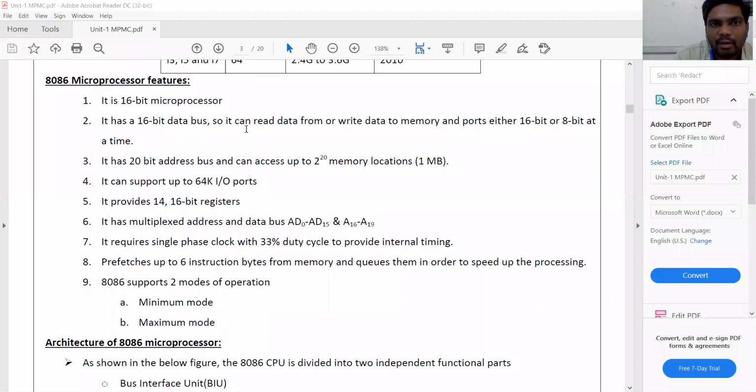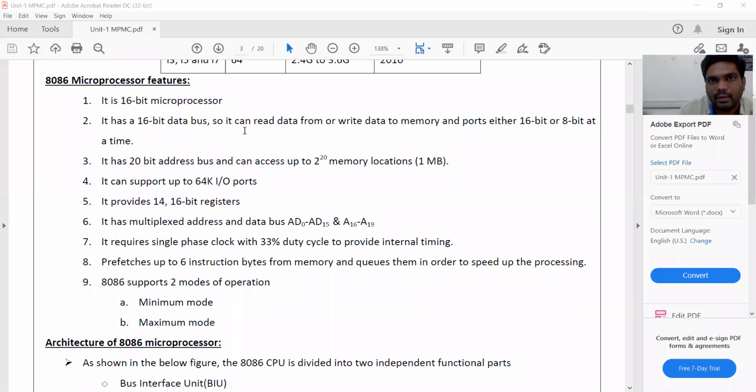Handling data means either reading data from memory or writing data into memory. You know what memory is. You will have data memory and program memory.